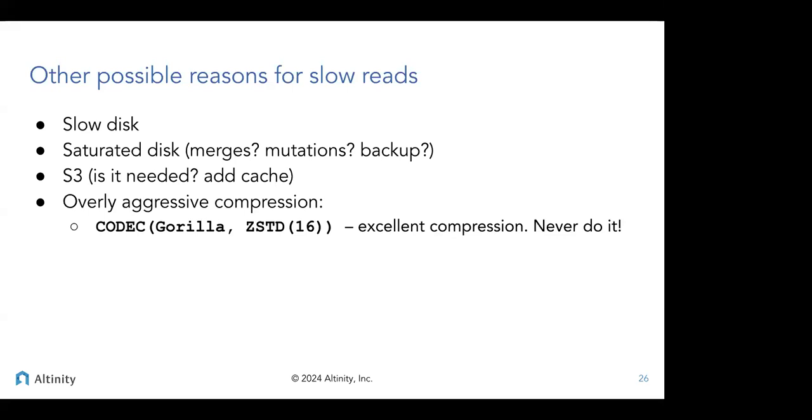And sometimes people, while looking for the best compression, can find compression algorithms that indeed compress the data the best way. But once you think about the compression, you should also think about the speed of compression and decompression. For example, ZSTD with levels more than 3 is usually a no-go for production. It's really, really slow.